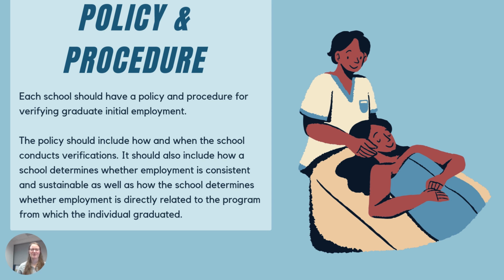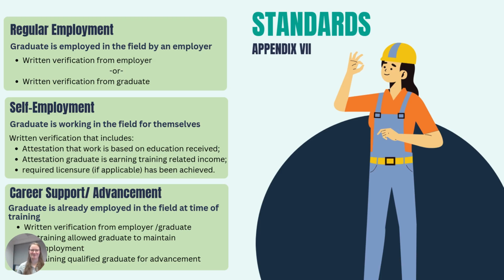Now, what types of employment are in the standards? The standards include 3 classifications of employment. You can also find this in Appendix 7. Each one has a different requirement for what constitutes verification of that employment. We'll start with regular employment.